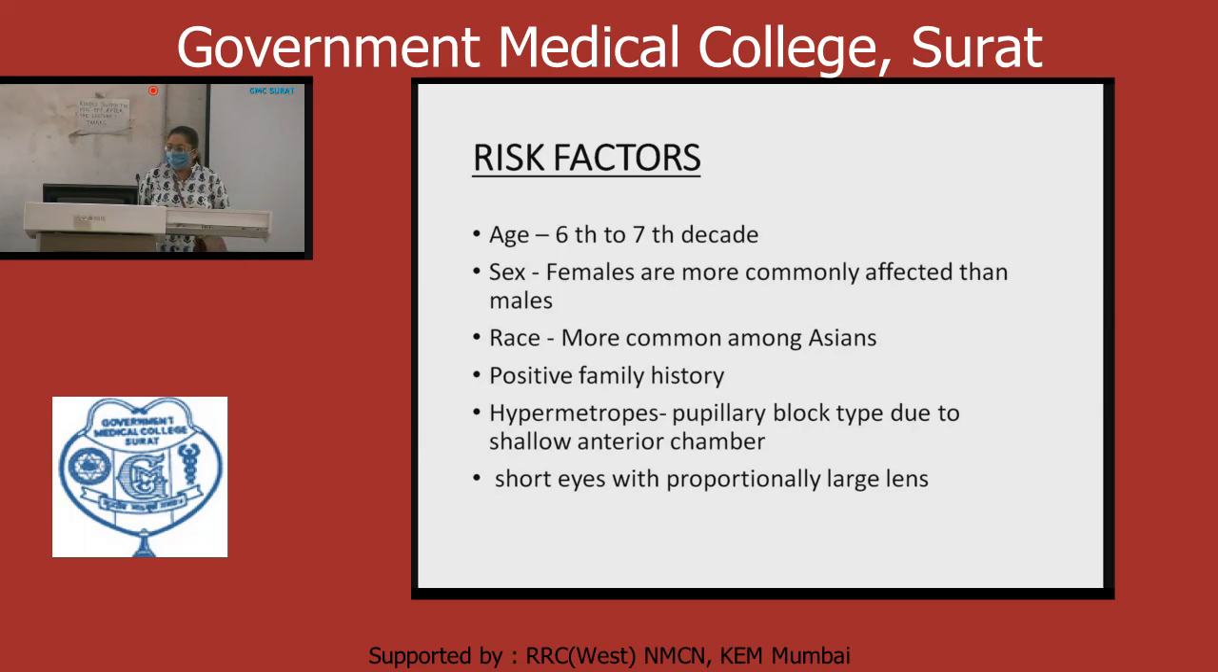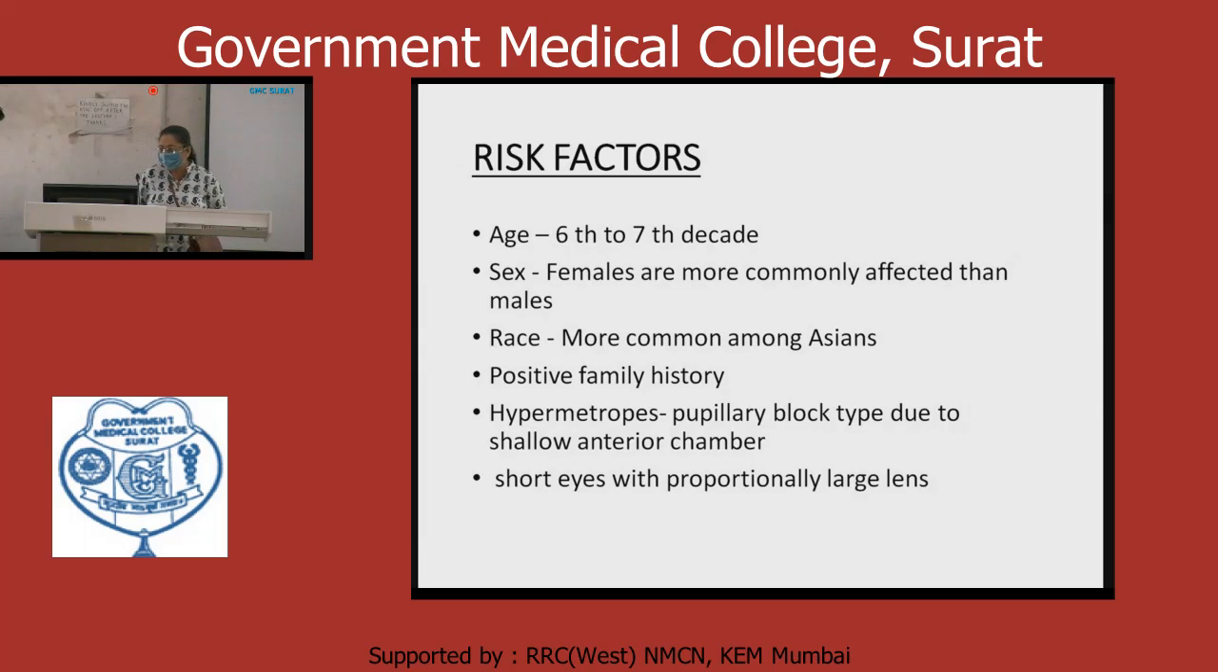A hypermetropic patient is prone to pupillary block glaucoma. A short eye is also a hypermetropic eye, in which the axial length is less. In this small eye, the iris lens diaphragm is normal and the lens is of normal size, so there is less space in the angle and less space in the posterior chamber. So there are chances of pupillary block glaucoma. So these are the risk factors.